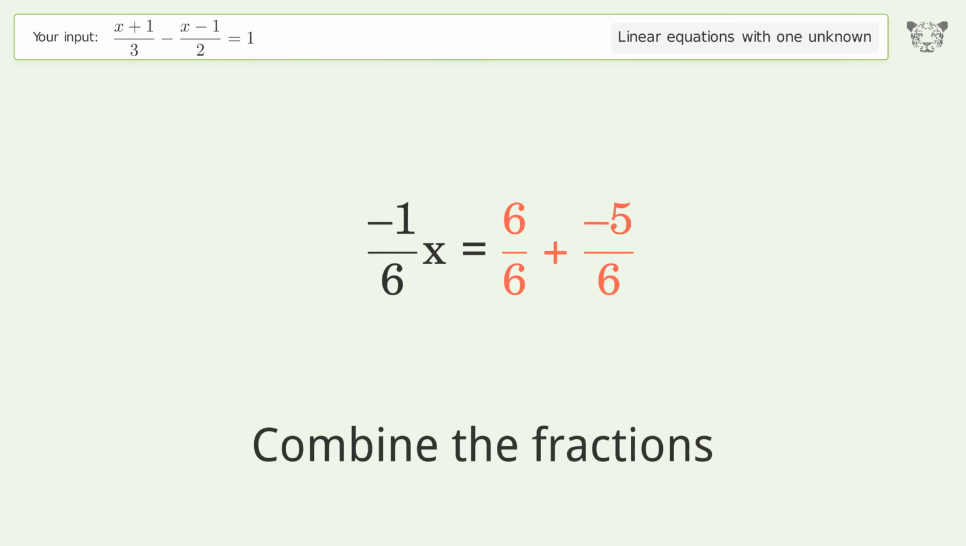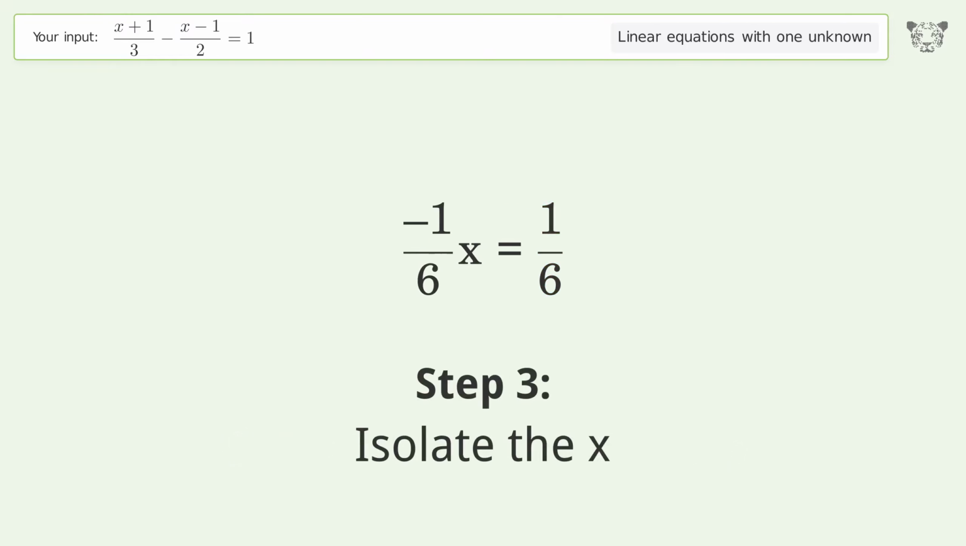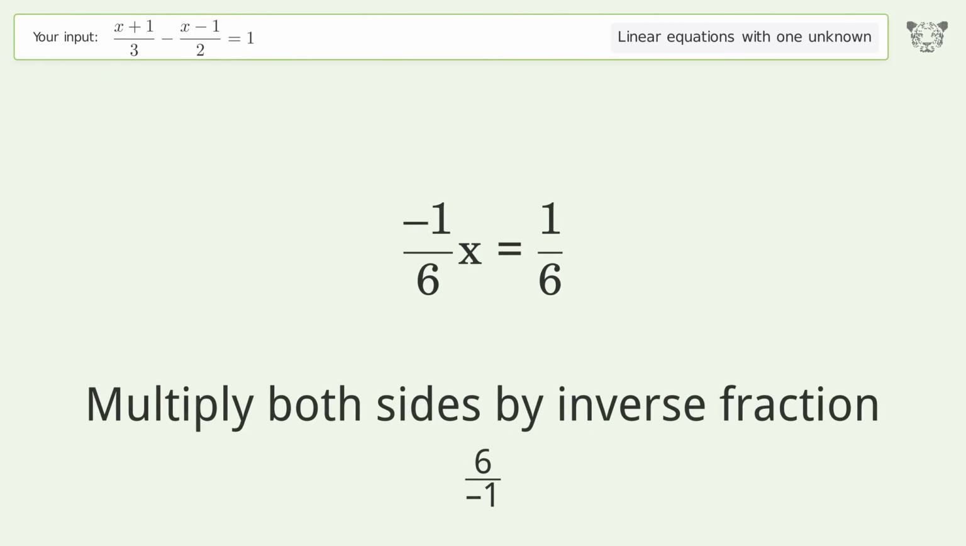Combine the fractions. Combine the numerators. Isolate the x. Multiply both sides by inverse fraction 6/(-1).